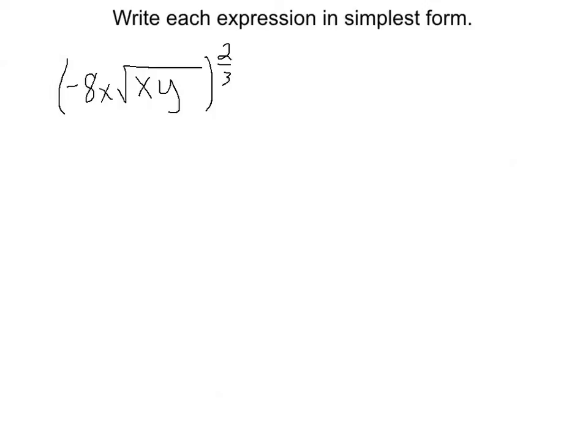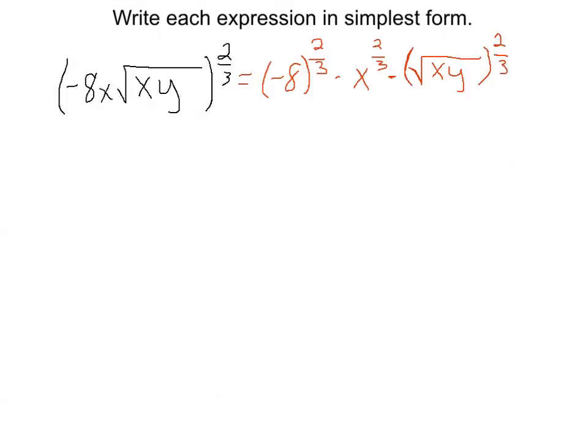Alright, so here is another example, and we're going to get a little trickier here. Now, notice I have negative 8x times the square root of xy. Now, all of this is being raised to the power of 2/3. And remember, I have multiple elements. I have a negative 8, an x, and the square root of xy. So I need to distribute this exponent to all 3 of these elements. So if I rewrite that, I will have a negative 8 to the power of 2/3 times x to the power of 2/3 times the square root of x times y to the power of 2/3.